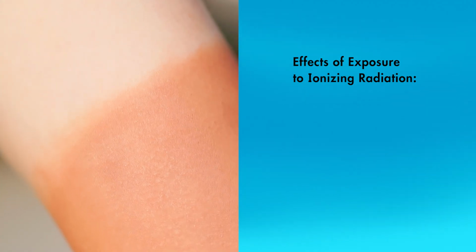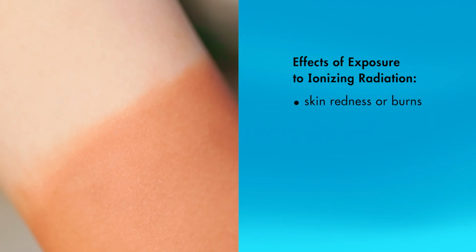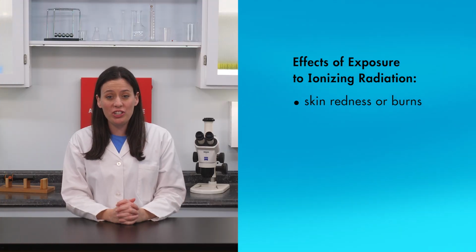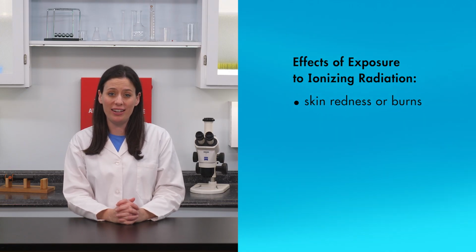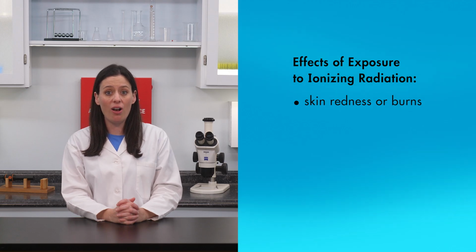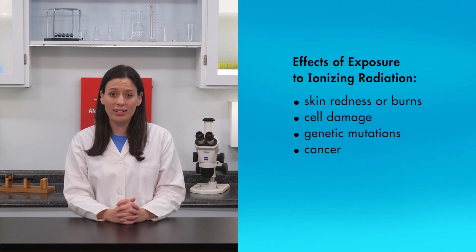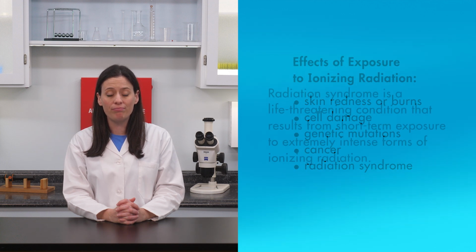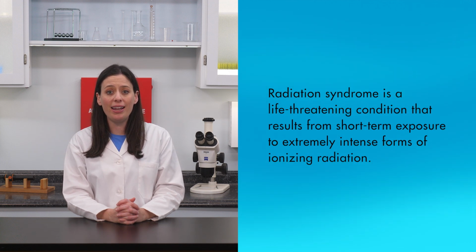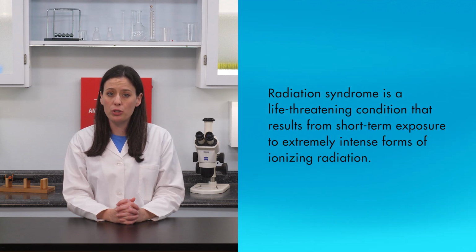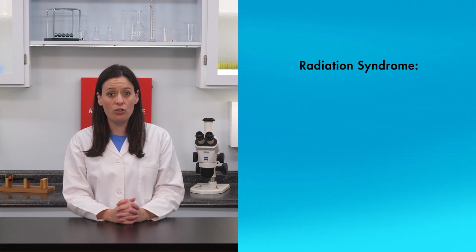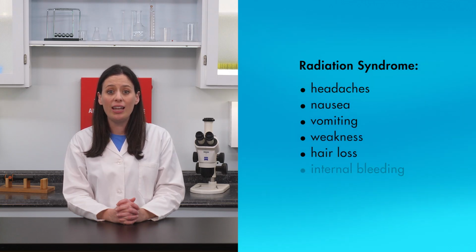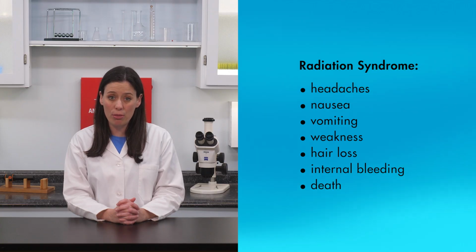Mild ionizing radiation can cause redness or burns on the skin, like a sunburn. If the radiation is more intense or if exposure is longer, the effects can be much more serious. Severe ionizing radiation can cause cell damage, genetic mutations, cancer, or radiation syndrome. Radiation syndrome is a life-threatening condition that results from short-term exposure to extremely intense forms of ionizing radiation. Radiation syndrome will cause headaches, nausea, vomiting, weakness, hair loss, internal bleeding, and eventually death.